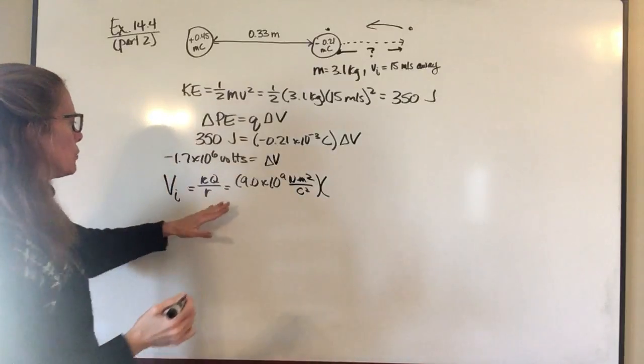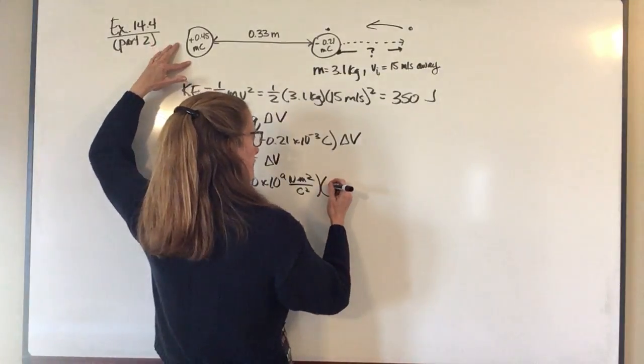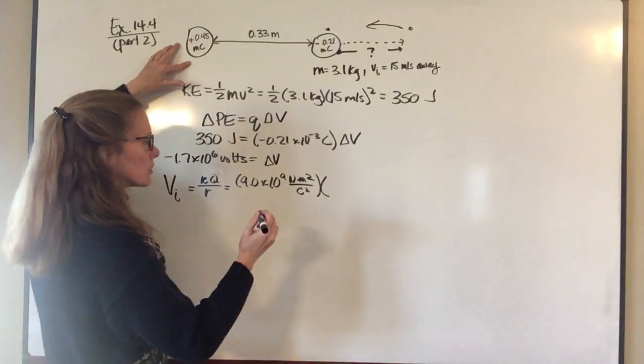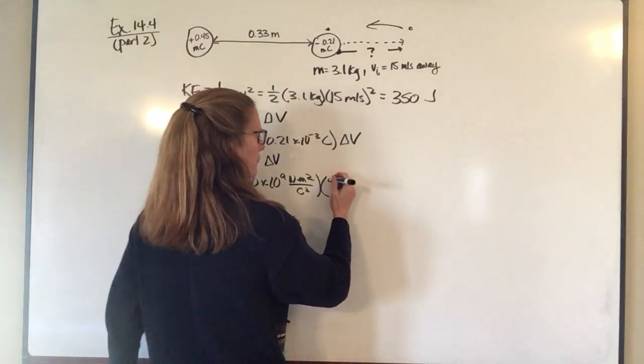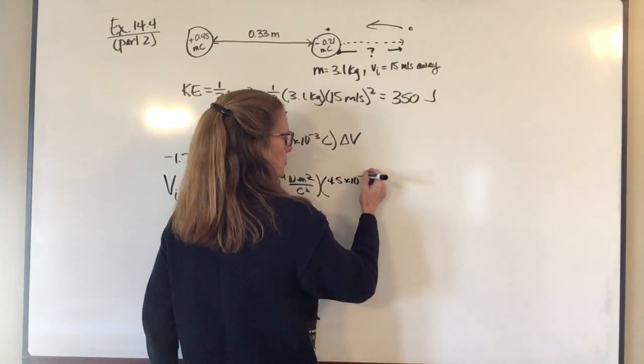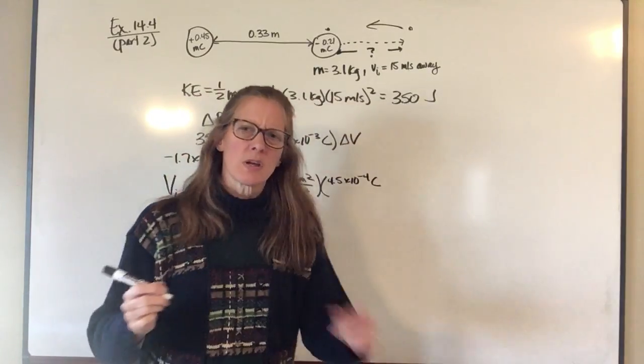And the Q that's making my electric field is this positive 0.45 millicoulomb charge. And so that ends up being 4.5 times 10 to the minus 4th coulombs. And I will give you a little trick there.